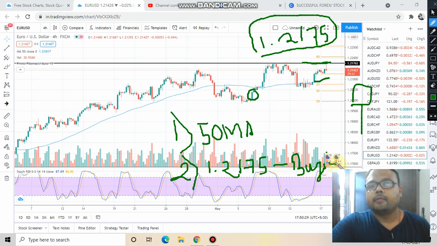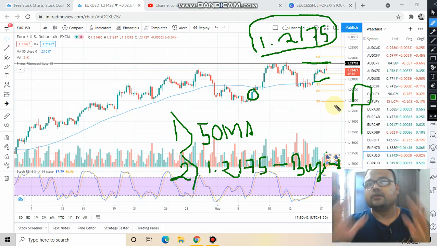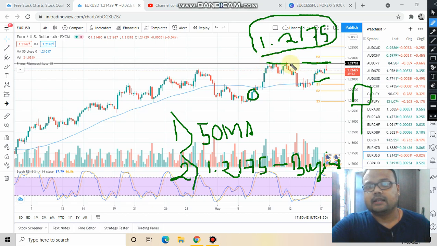Okay, what do you need to do? Once the market crosses this level, you need to wait for at least 4 hours. You need to see a closure of at least one candle. If you see that after 4 to 6 hours, the market is trading comfortably above this level, above this black line, above this resistance.